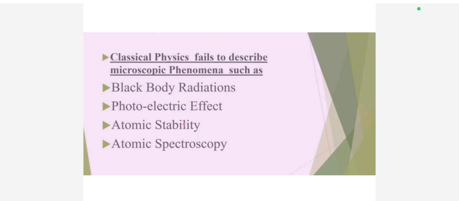Then is atomic stability. Atomic stability means an atom is stable if the forces among the particles that make up the nucleus are balanced. For example, inside the atom there is the nucleus, and inside the nucleus are the particles neutron and proton. If the force among the particles that make up the nucleus is balanced, meaning the force between the proton and neutron is balanced, then the nucleus is stable. This phenomenon is called atomic stability.